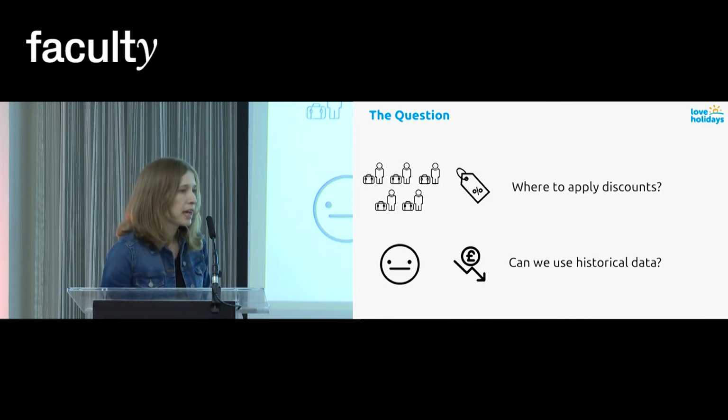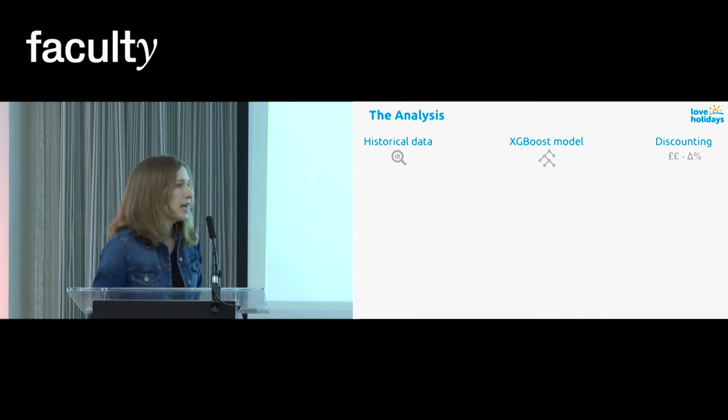So in my project, I asked if we can use historical data as a way to find out about the effects of pricing on customer behavior. So this was a less risky method. In my project, I used an XGBoost model that was trained on historical data to ask questions about the effects of pricing on both bookings on the Love Holidays website and also profits made by Love Holidays for different customer groups.